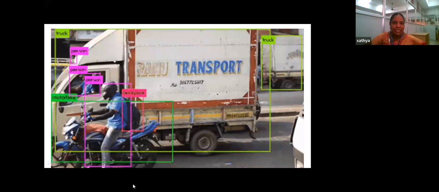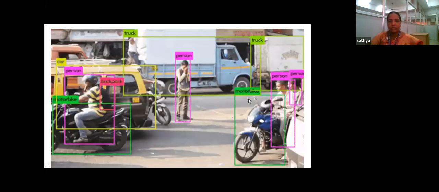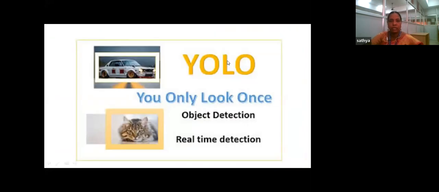Object recognition, image processing, object identification. Good. Have you ever heard about the concept of YOLO? Yes, let me show that. You would have played with that YOLO game, right? YOLO means You Only Look Once. Real-time object detection.